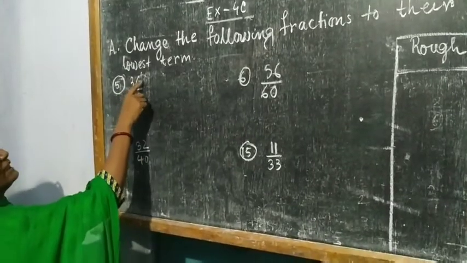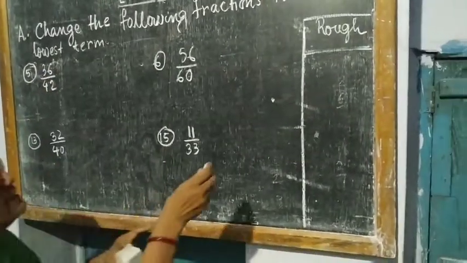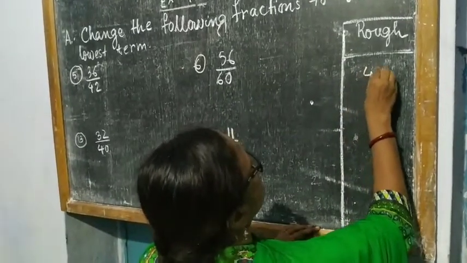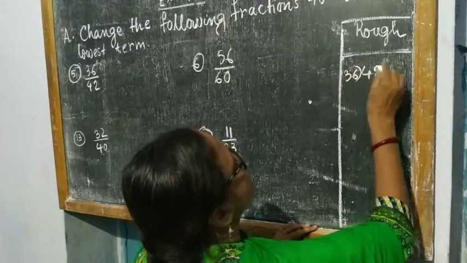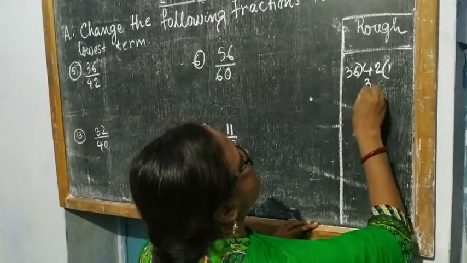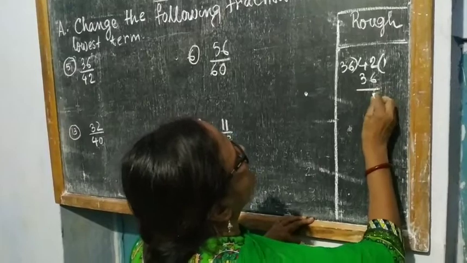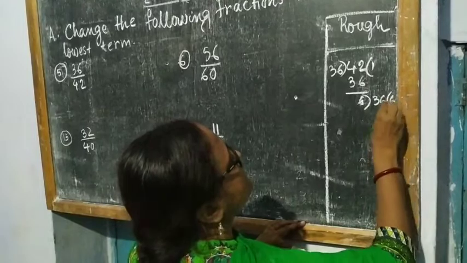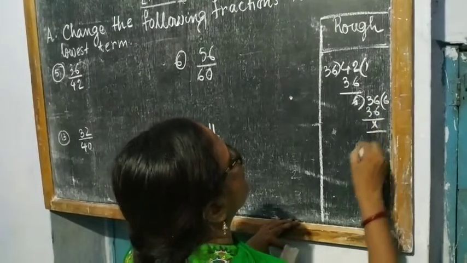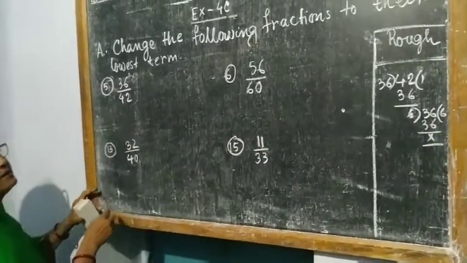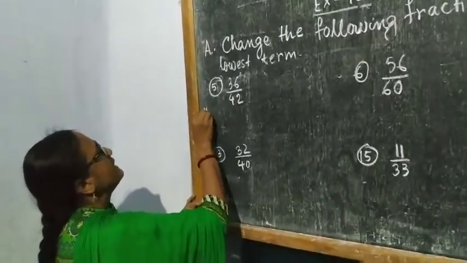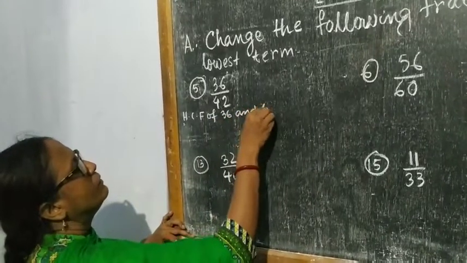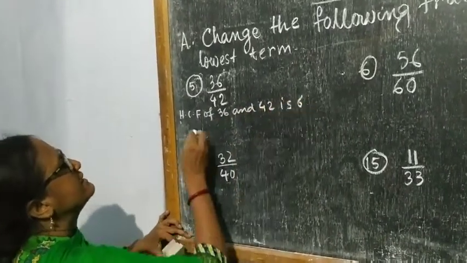So first you find out the HCF of 36 and 42. So by division method you find it out which one is better among 36 and 42. 42 is better. So divide 42 by 36. So 36 ones are 36. So 42 minus 36, 6. So again divide 36 by 6. So 6 6s are 36. So HCF of 36 and 42 is 6.